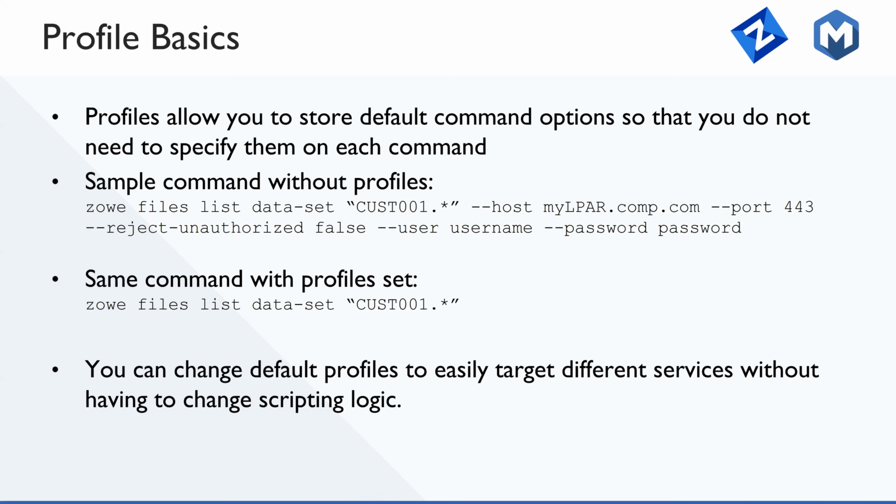Here's a sample command without profiles. I want to list data sets. I provide a custom pattern, and then I have to specify information to connect to, in this case, z/OSMF. So I have to specify a host, a port, whether or not I want to accept self-signed certificates on the server, which is what the reject unauthorized flag is, as well as provide a username and a password. This can become arduous if you're running the CLI interactively. If you store that information in a profile instead, your same command becomes much simpler: just zowe files list data sets and you provide the pattern.